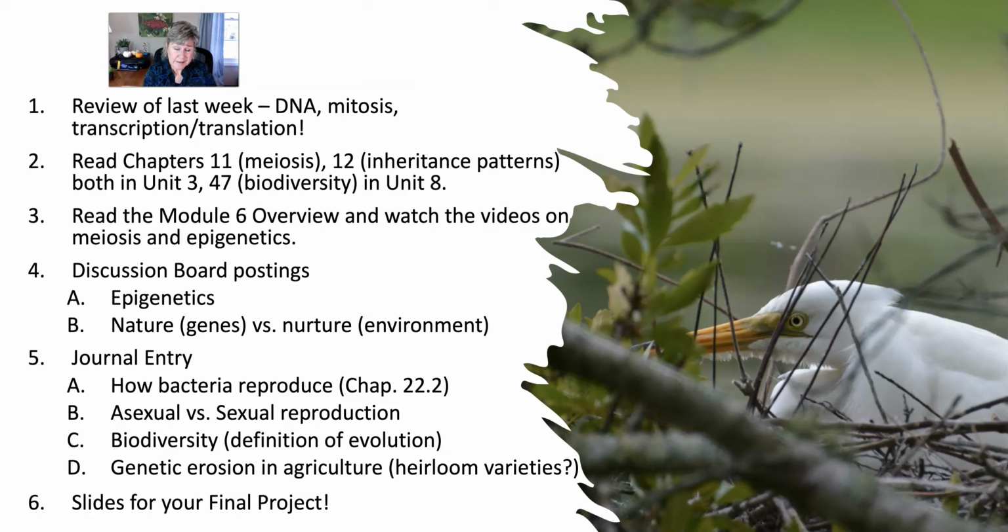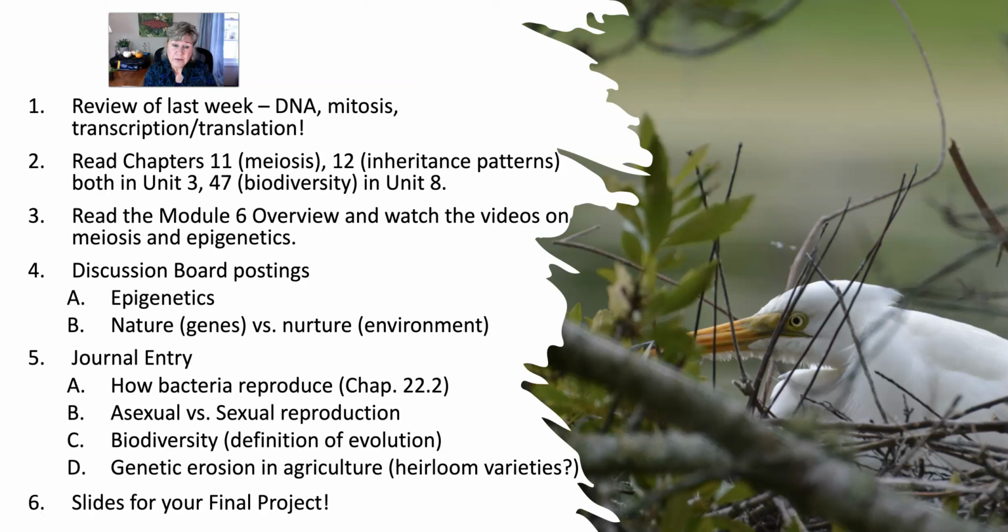All right, then we have chapter 12, which is all about inheritance patterns like Mendelian genetics, and that's going to be really important in your lab this week if you are taking the lab. You're growing your fast plants and you're learning how 2 different traits end up in offspring by taking a look at the offspring produced in your crosses in your fast plants.